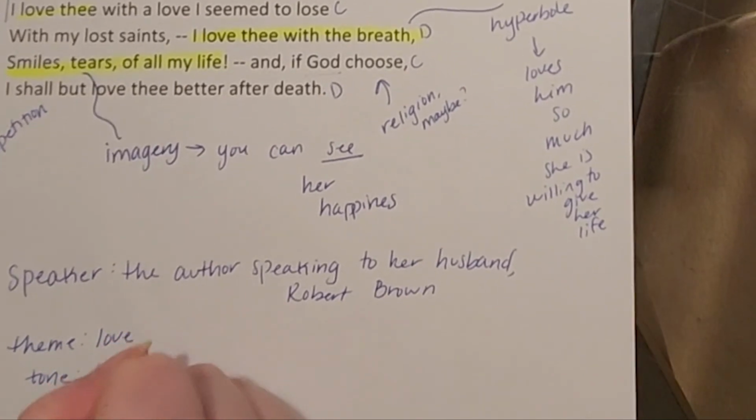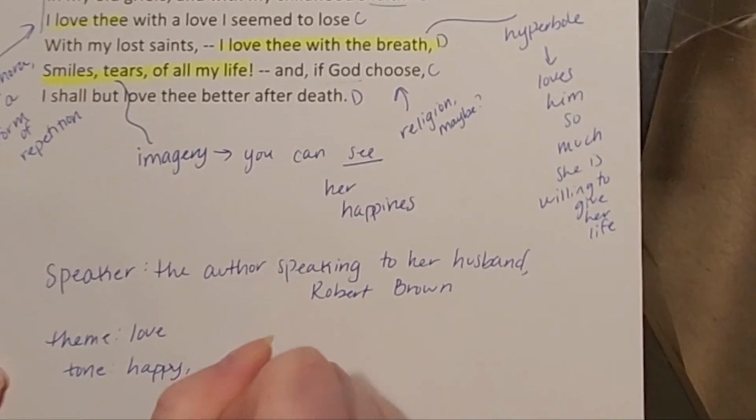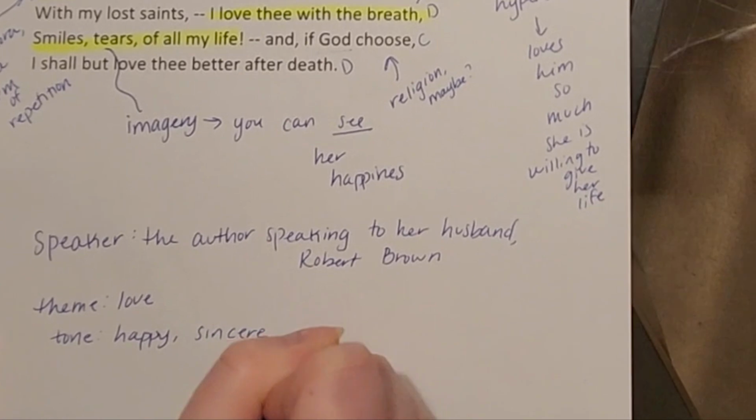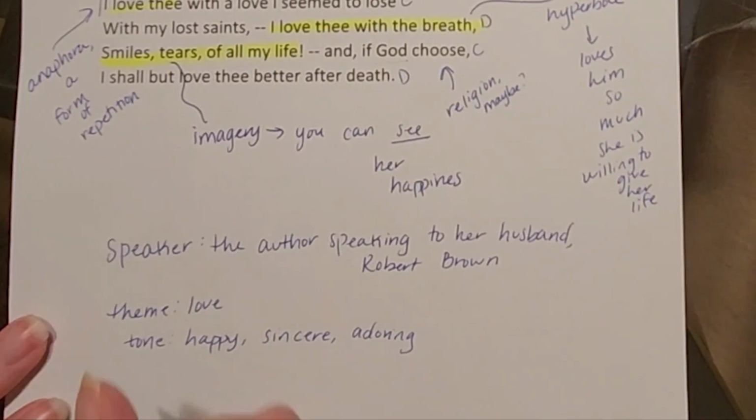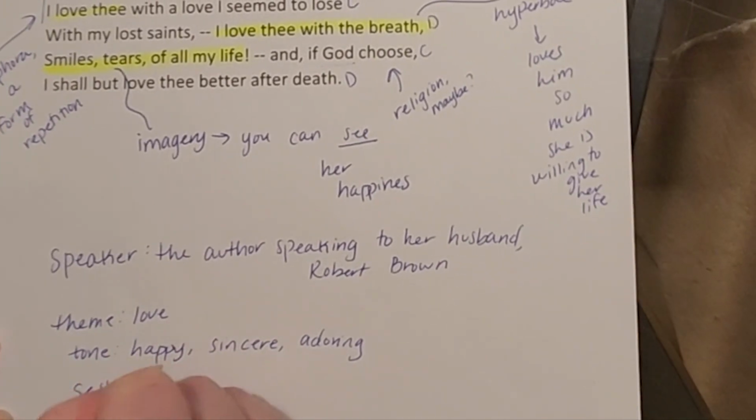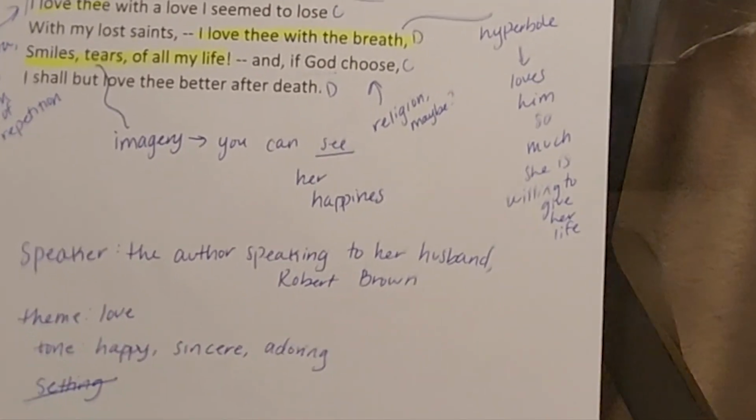For How Do I Love Thee, the speaker is the author, speaking to her husband, Robert Browning. Her tone is sincere and loving as she professes how deep her love for him goes. The theme, of course, is love, and there is no setting.